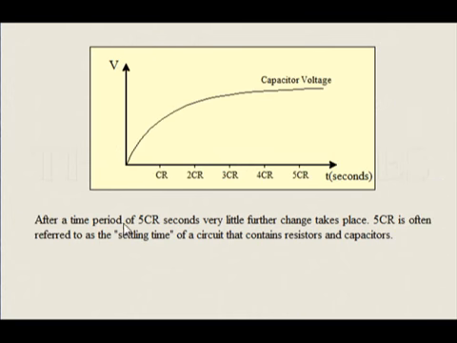After a time period of 5 CR seconds, very little further change takes place. 5 CR is often referred to as the settling time of a circuit that contains resistors and capacitors.